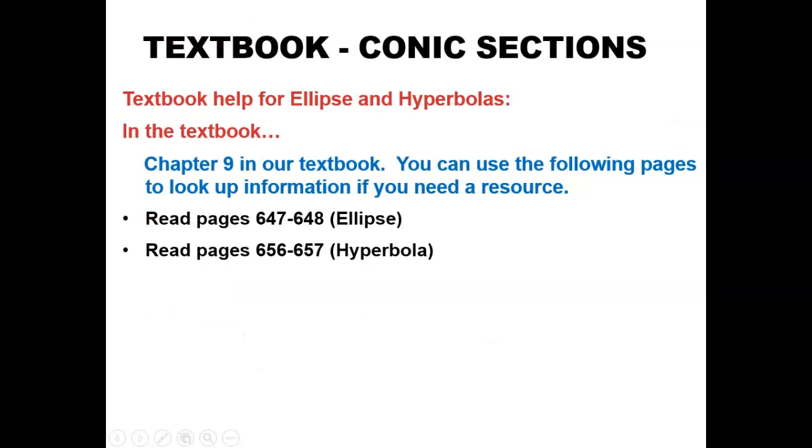Our textbook, if you want to find conic sections, you can use it as a reference to look up. In our textbook, that's in Chapter 9. You can find information about ellipse on pages 647 to 648, and hyperbola from 656 to 657. So you can definitely use your textbook as a resource.